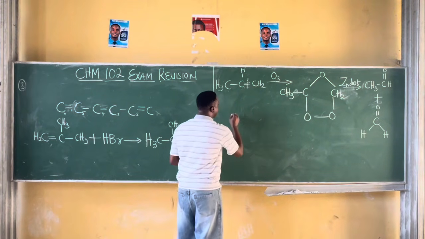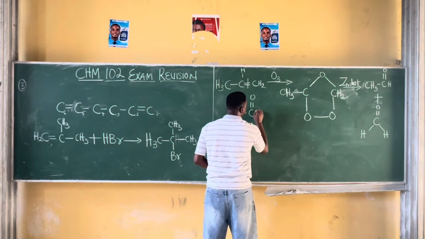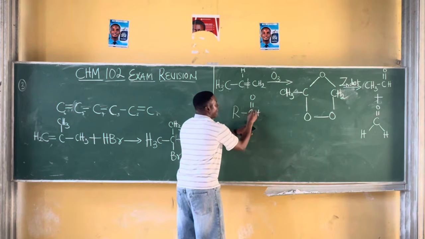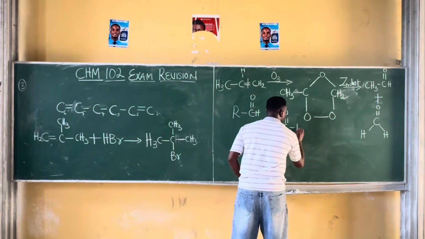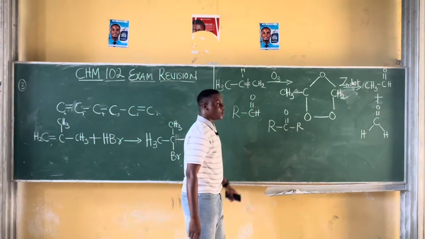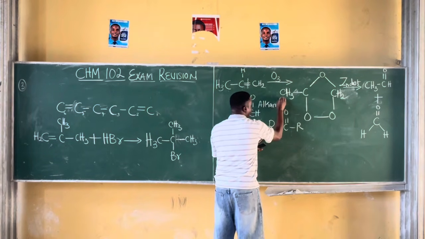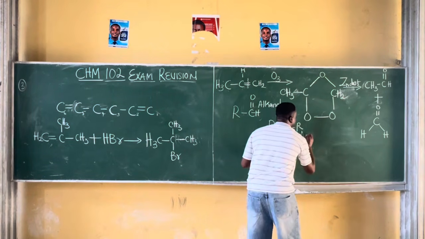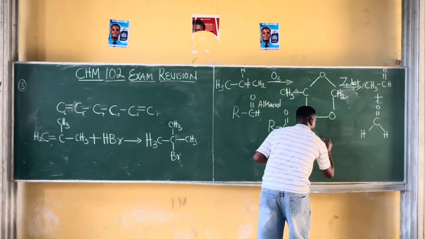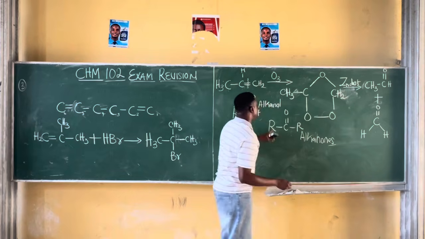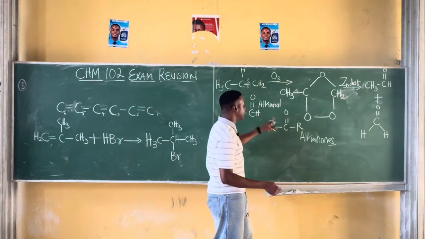Now, for the alkanal, you are seeing something like R-CHO. These ones are the alkanals. Then the alkanones, you're having something like R-C(=O)-R. So this is alkanal. Then these are alkanones. All right. These are the aldehydes and these are the ketones. Underneath them, write aldehydes and ketones.